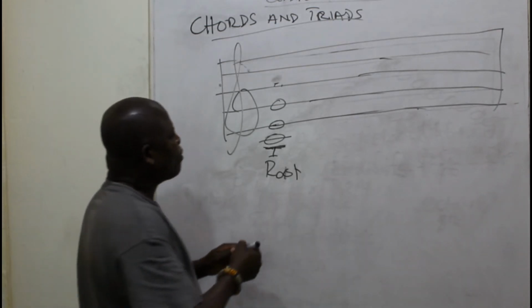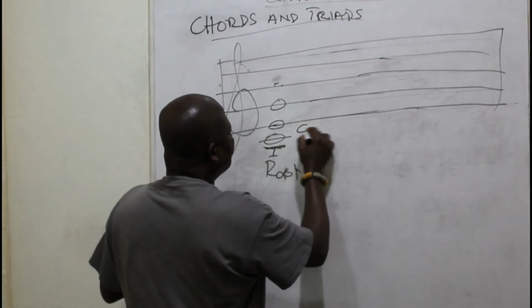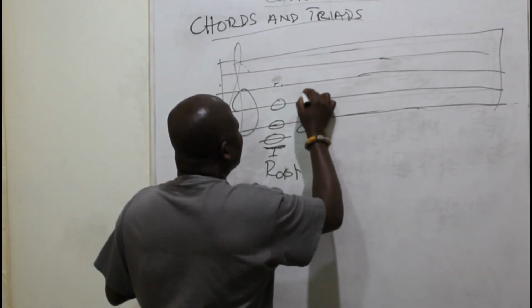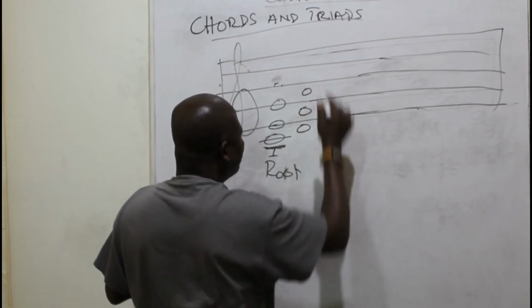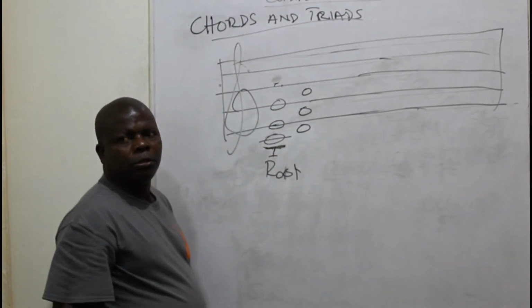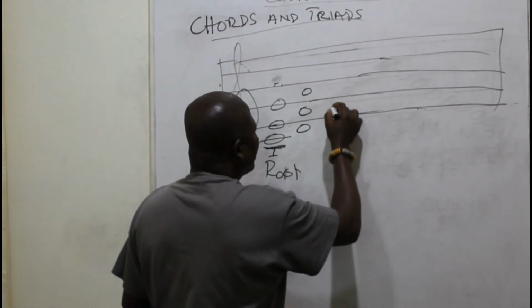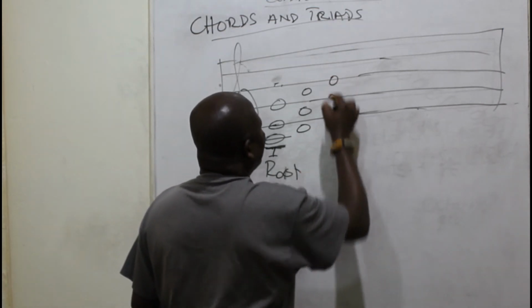So you can start a chord and build this one. You can also build another one, the third and the fifth: 1, 2, 3, 4, 5. So this is also another chord. You can also build it, and you can build another one like this and that.